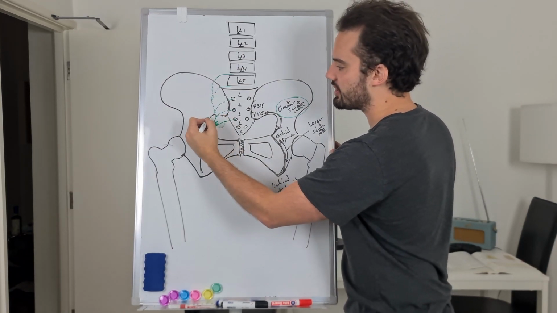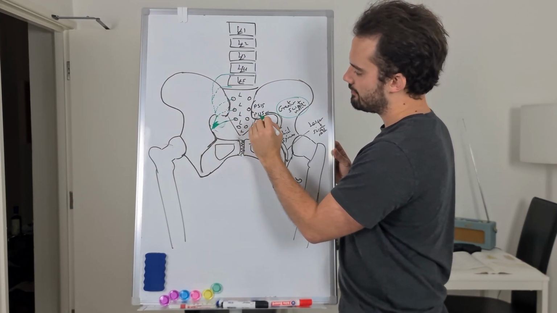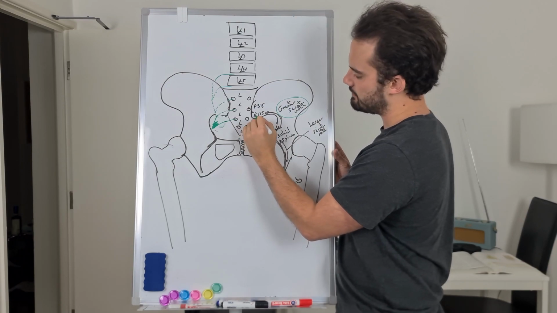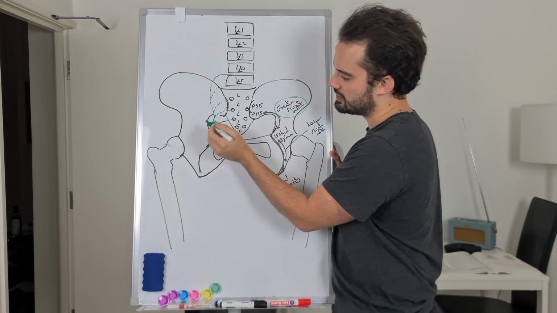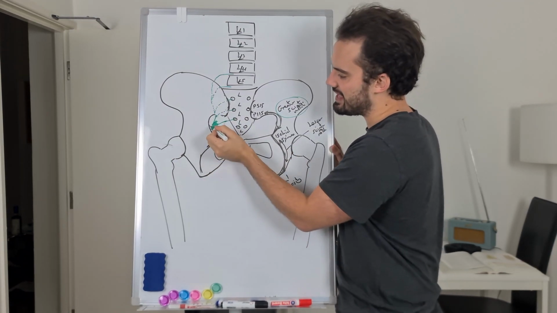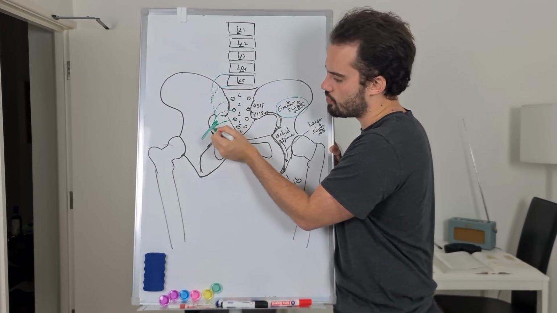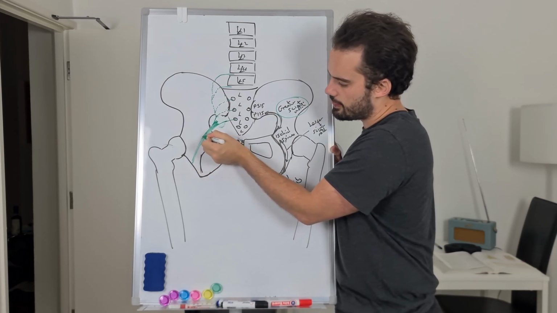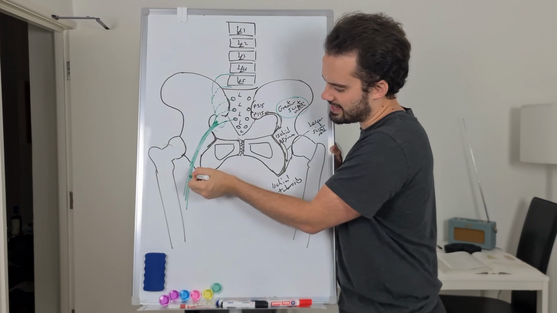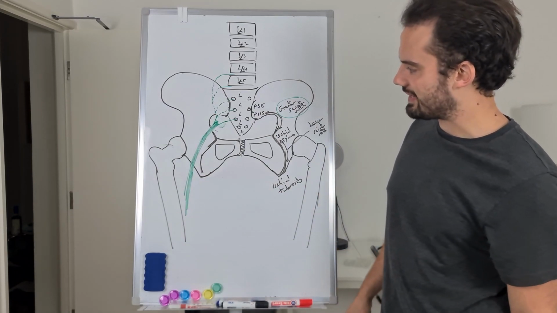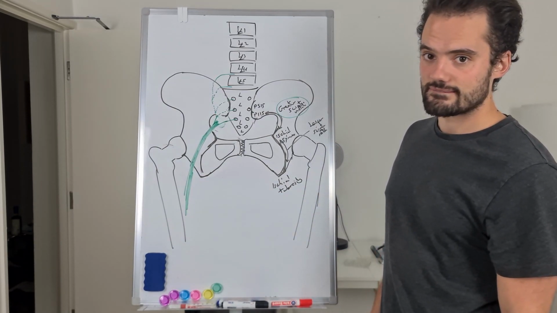So for that big curve between the posterior inferior iliac spine and the ischial spine, yeah? Once it's formed inside the pelvis, it then comes through that notch and then starts to make its way down the back of the thigh.